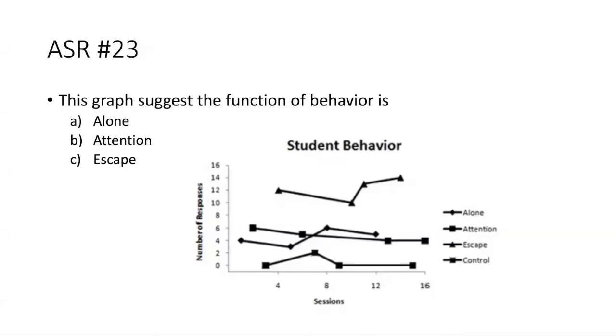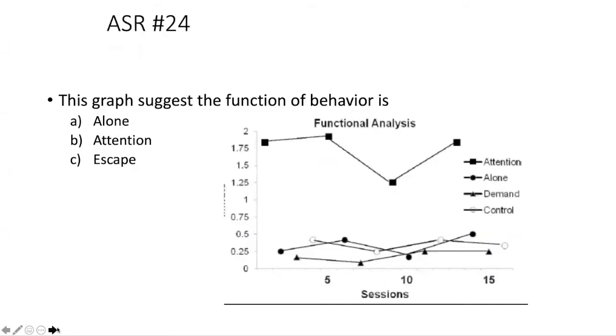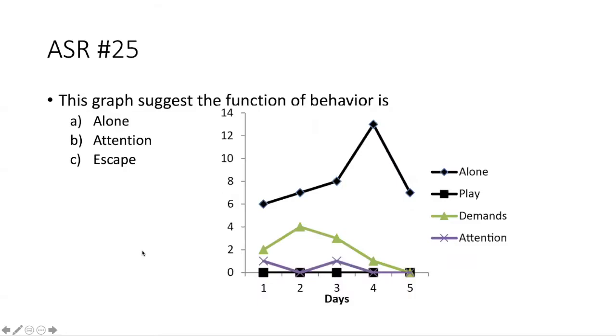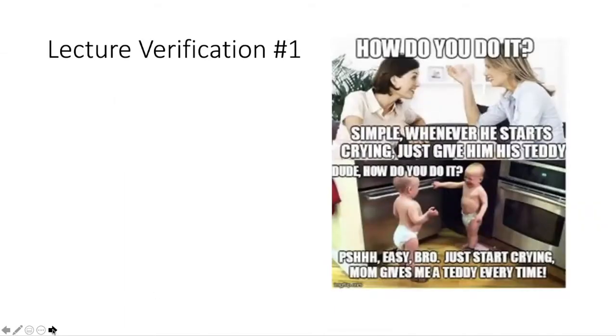And the correct answer here is C, escape. This graph suggests the function of behavior is A, alone, B, attention, or C, escape. And the correct answer here is B, attention. This graph suggests the function of behavior is A, alone, B, attention, or C, escape. And the correct answer here is A, alone. All right, that is our review.